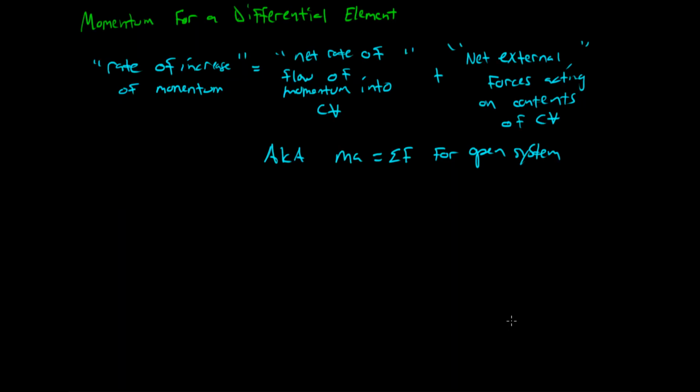Let's look at the conservation of momentum for a differential element. Remember, conservation of momentum says the rate of increase of momentum is equal to the net rate of flow of momentum into the control volume plus the net external forces acting on the contents of the control volume. If it were a closed system, you wouldn't have this first term, and this would literally be F equals ma, but because it's an open system, we have to account for the fact that momentum can flow in and out of the system.